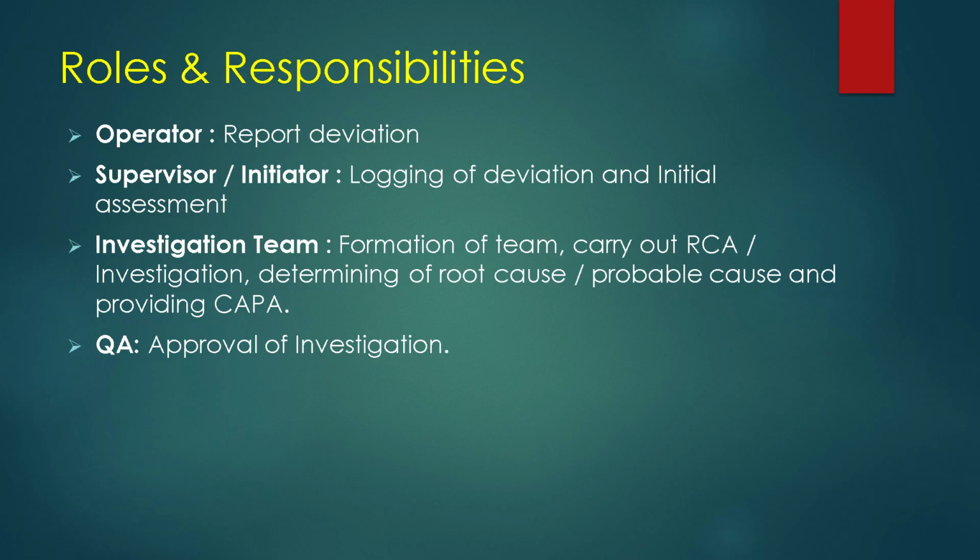Roles and responsibilities. The operator is responsible for reporting any deviation observed during the process. The supervisor or initiator logs the deviation and performs the initial assessment. The investigation team is formed to carry out the root cause analysis. They investigate the issue, determine the root cause or problem cause, and recommend corrective and preventive actions, also known as CAPA. Finally, the quality assurance team reviews and approves the investigation.